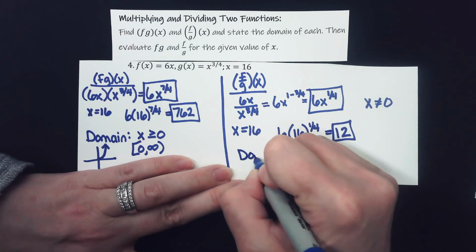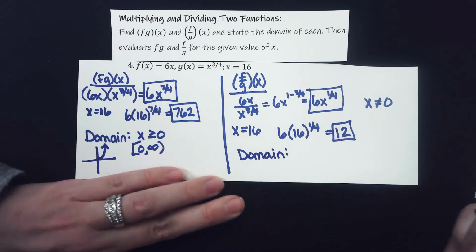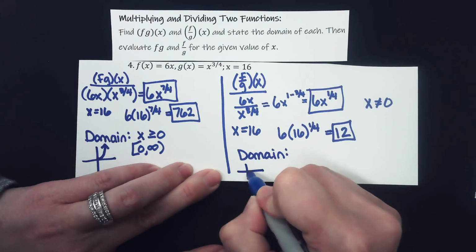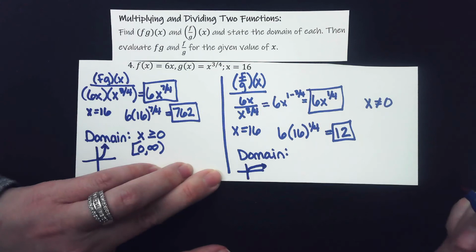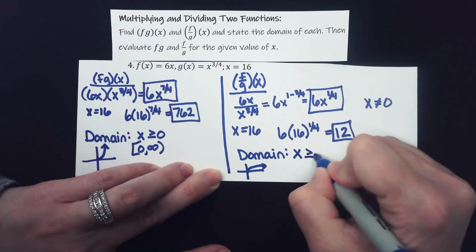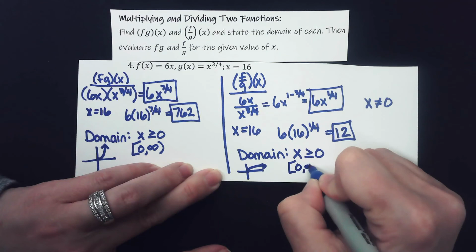And then for my domain, if I were to graph this, well, the 4th root looks like this. And so it starts at 0 and goes forever right, which is x is greater than or equal to 0, which is 0 to infinity.